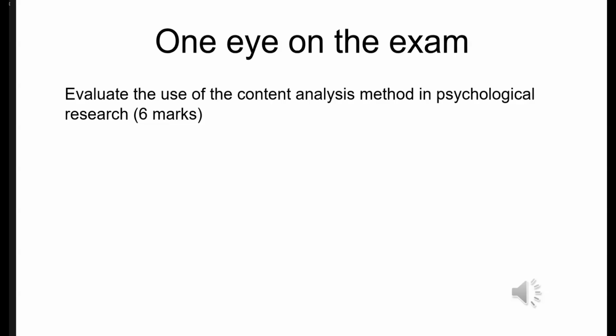Meaning that to get a pass you would present at least 1 strength and 1 weakness, but to get a high mark, including 6 marks, you really need to be presenting and explaining 2 strengths and 2 weaknesses. It is 6 marks, so it doesn't require a conclusion. However, you may still want to put 1 in just to try and ensure that you get the full marks for this answer.